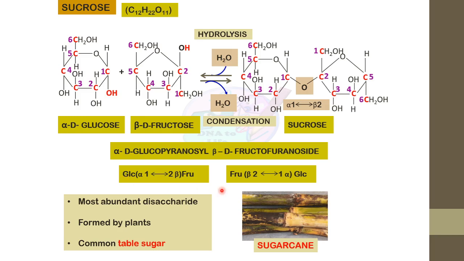Sucrose is the most abundant disaccharide and it is formed by plants. It is our common table sugar, and it is obtained from sugar cane. Its formula is also C12H22O11.